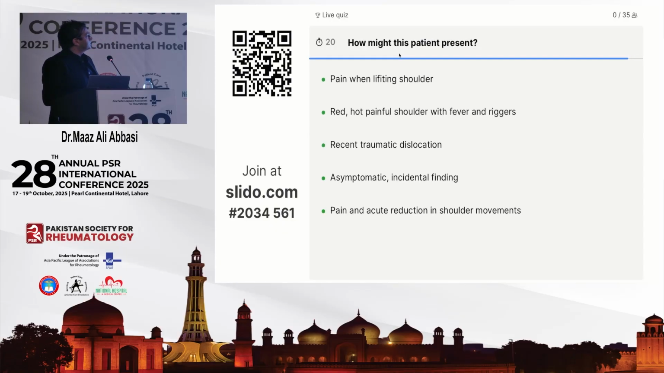How might this patient present? Pain when lifting shoulder, red hot shoulder with fever and rigors, recent traumatic dislocation, asymptomatic, and pain and reduction in shoulder movements. Got 8 seconds.